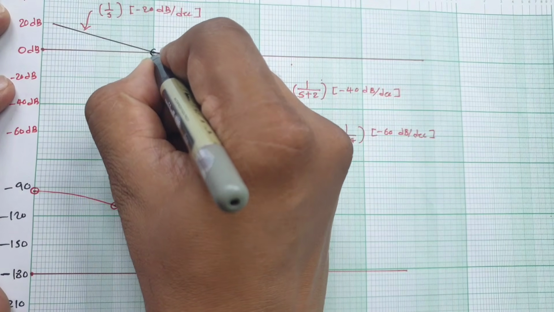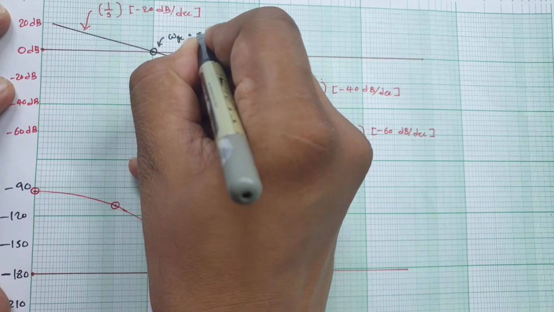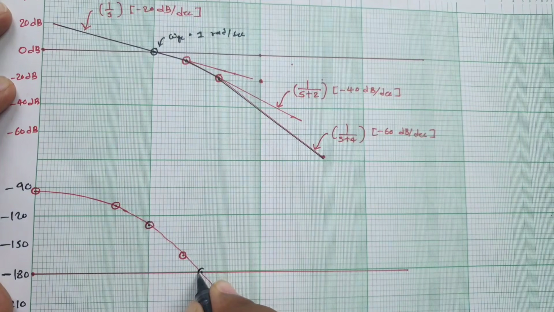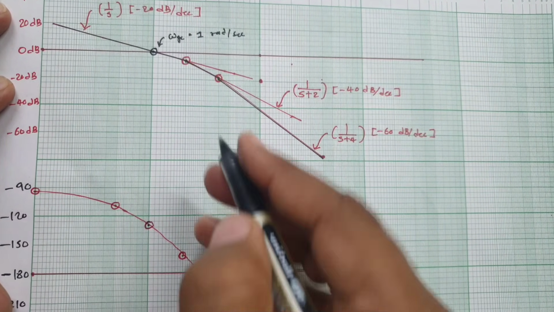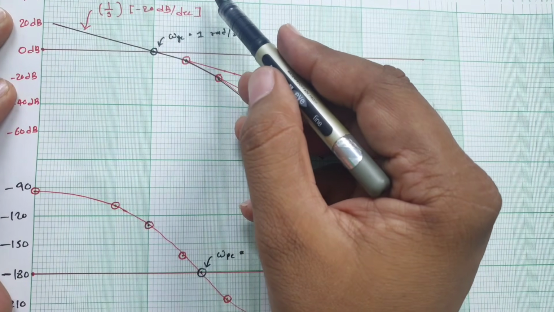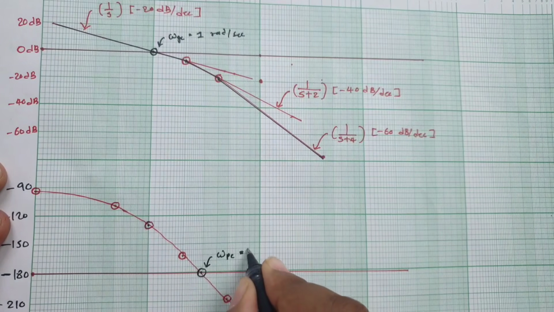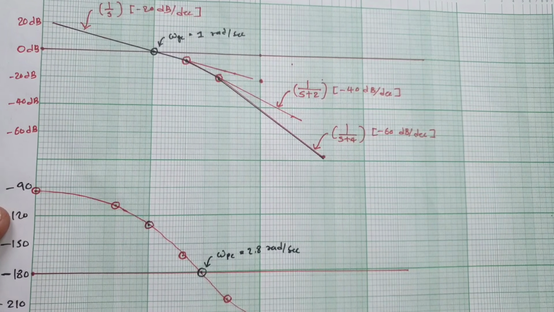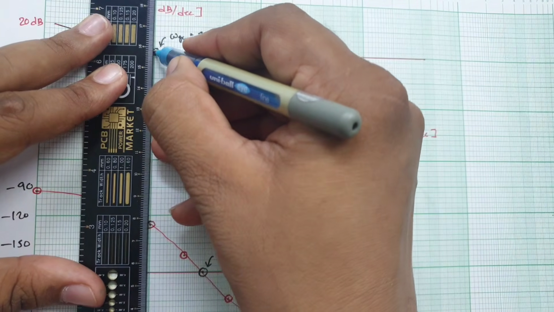Now from this graph, if you consider k dash equals 1, then this is our gain crossover frequency, that is 1 radian per second, and this is our phase crossover frequency, that is very near to 3 but a little lower than that, so 2.8.